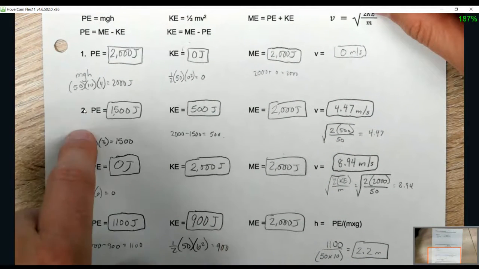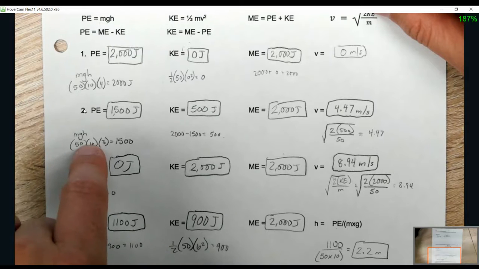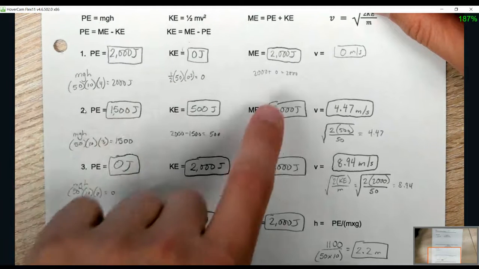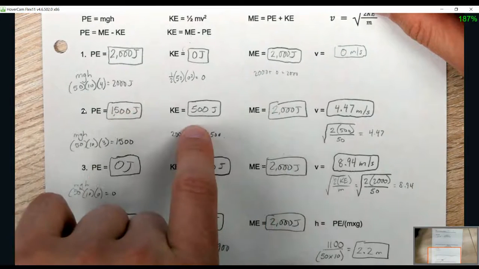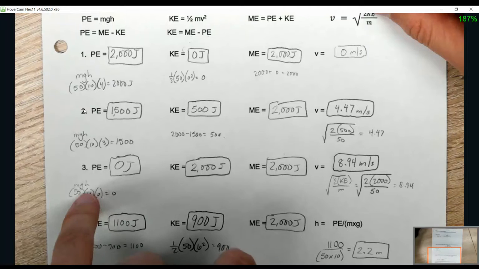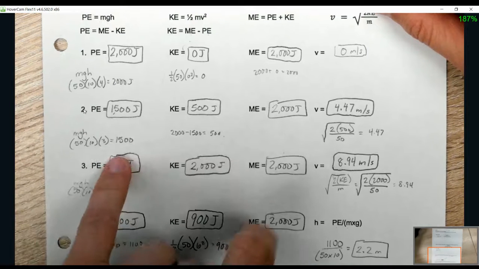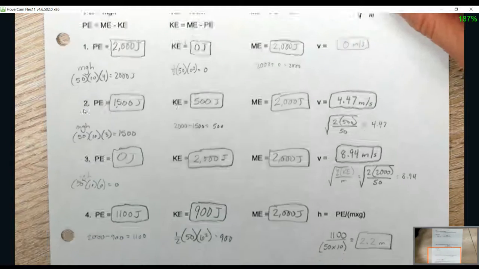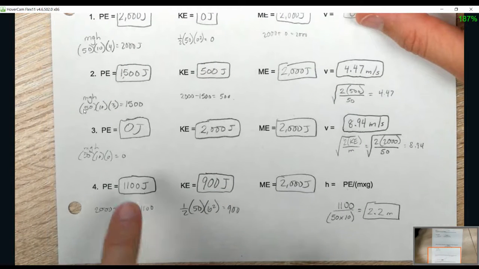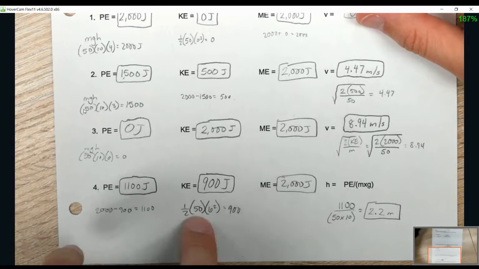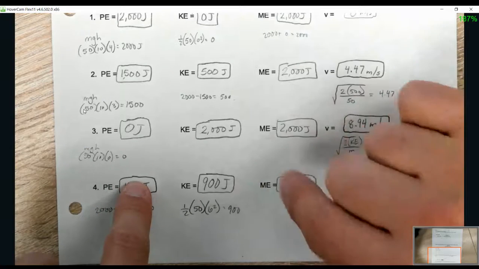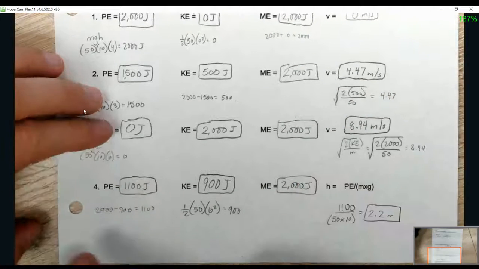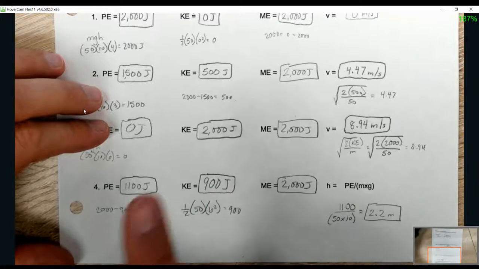All right, so for part 2, they gave you the height, so you did this, 1500. Then subtract this minus this, found that. The next one, they gave us a height of 0. Okay, so I know that's 0. So 2,000 minus 0 would be 2,000. Boom, done. Again, here they didn't give us height, they gave us the velocity. 1/2 mv squared gave us this. Blank plus this had to be given here, so you subtracted 2,000 minus 900 to get 1,100.